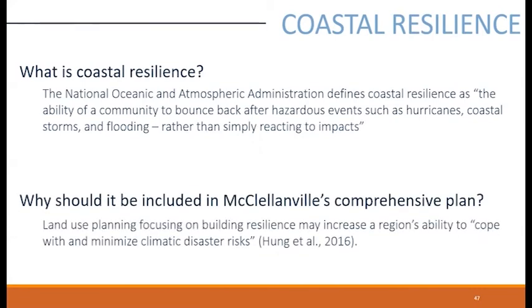Why should this be included in this comp plan? Well, again, we think that this is something that can be built into a region's planning, and that can help to better minimize and manage natural disaster-related impacts.